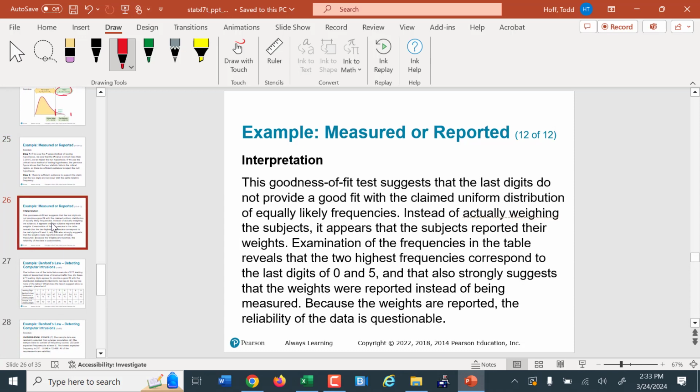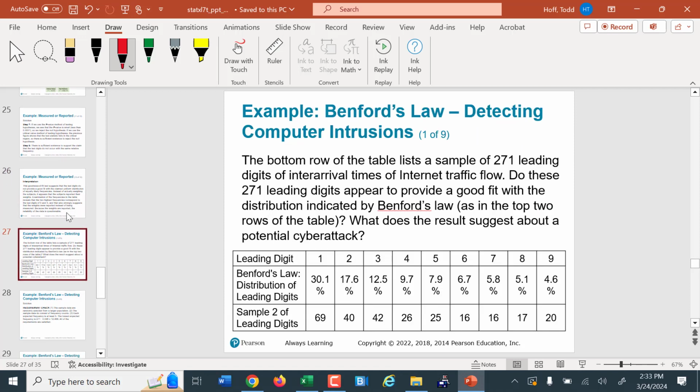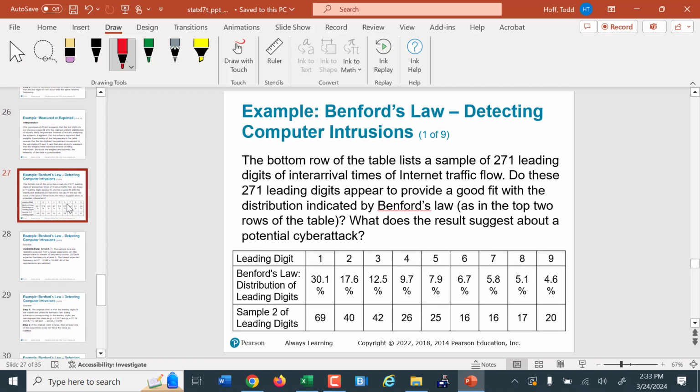So this goodness of fit test, as I said, indicates that subjects probably reported their weight rather than being actually weighed. The second example is an important example. We're talking about Benford's law, and it actually was discovered first by someone named Simon Newcomb. Some textbooks refer to it as the Newcomb-Benford law. It's about data sets that are legitimate or data sets that are fraudulent.